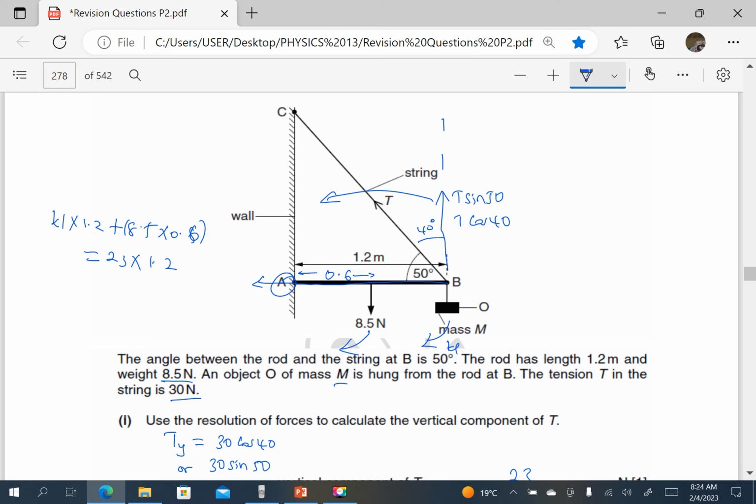So the concept of equilibrium requires that the resultant force is zero. Yes, we can say that the 8.5 newtons upwards and the weight downwards is balanced by the component of T in the vertical. But there's a component of T towards the wall. When I use 50 degrees, it will be T cos 50. It points towards the wall.